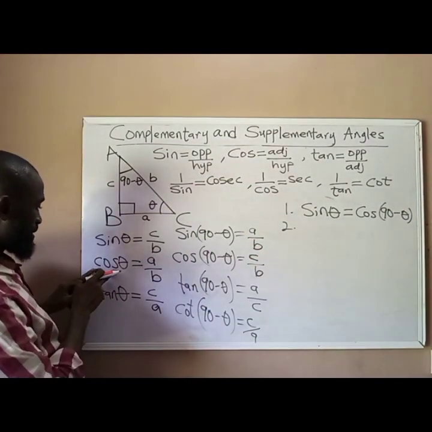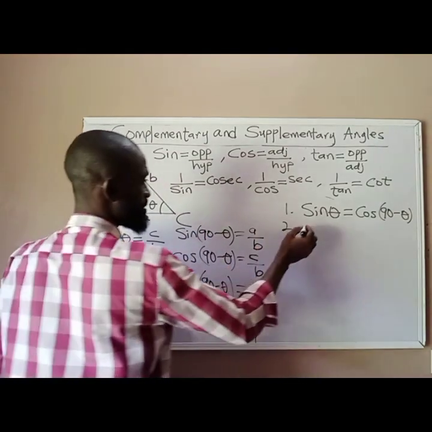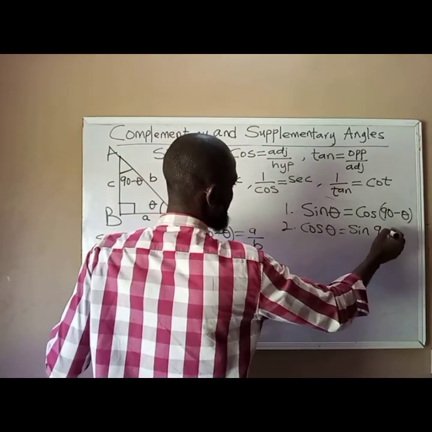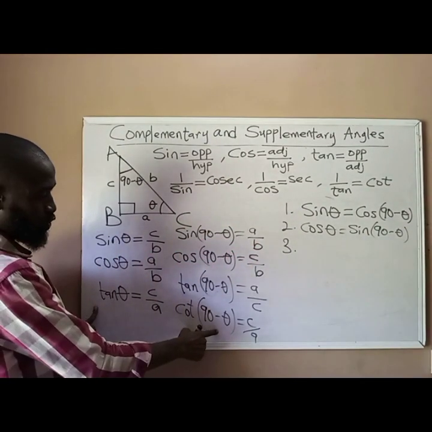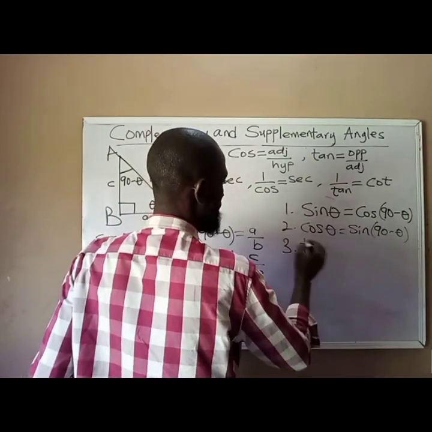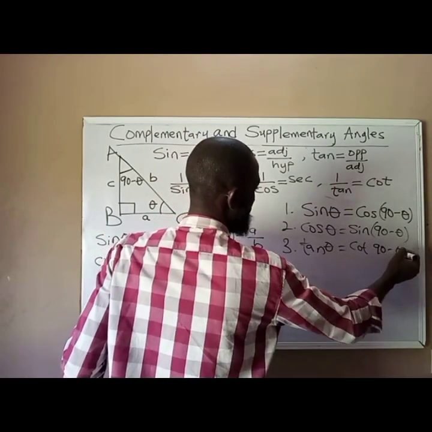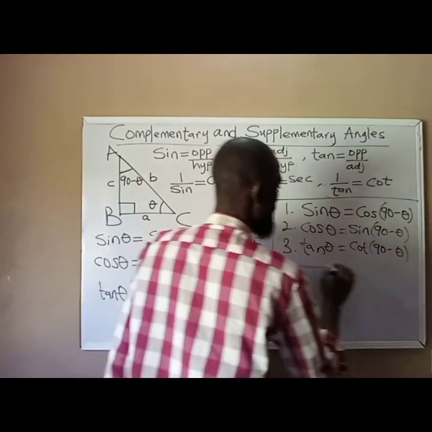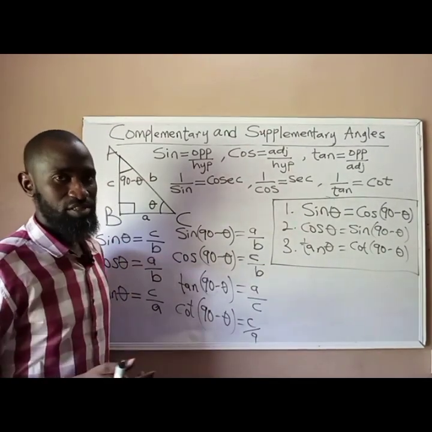What about the second one? If we check, cos theta is equal to sin of 90 minus theta. Equally, our tan theta is equal to cot of 90 minus theta. Look at this, C over A, C over A. So this is the established unique relationship that exists between two complementary angles.